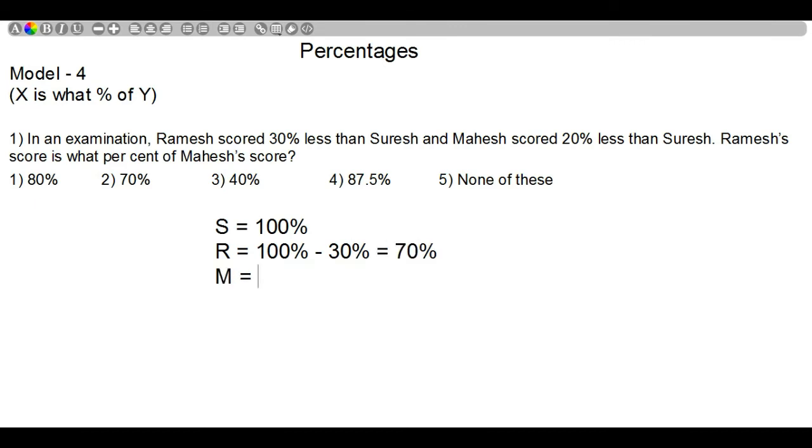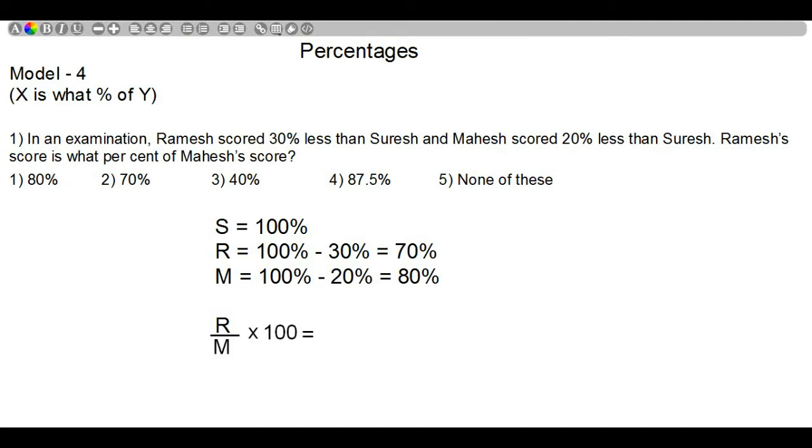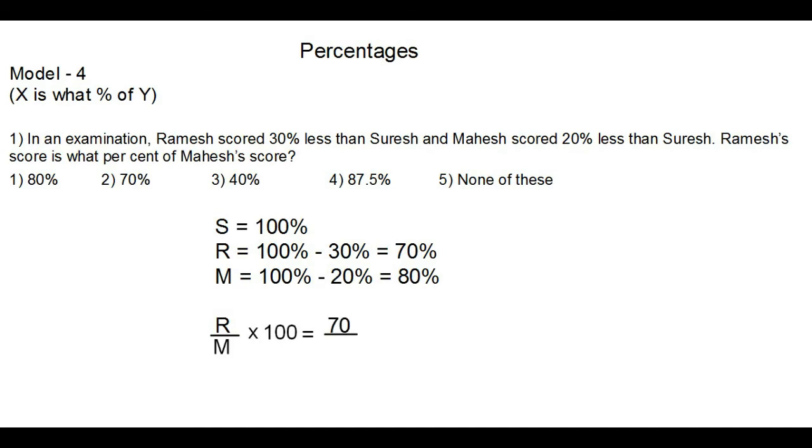Similarly, Mahesh scored 20% less than Suresh. So Mahesh's score can be taken as 100% minus 20%, and 100% minus 20% is 80%. Now we have to find out Ramesh's score is what percent of Mahesh's score. The answer here should be Ramesh's score by Mahesh's score into 100. As we know, Ramesh's score is equivalent to 70%, so this is 70% upon Mahesh's score, which is 80%, into 100.